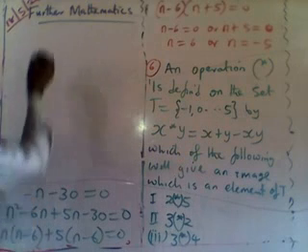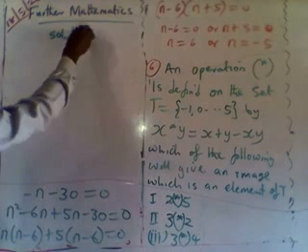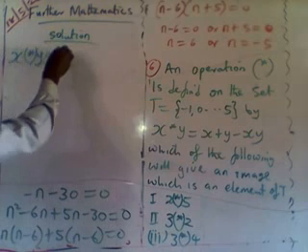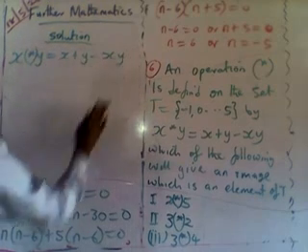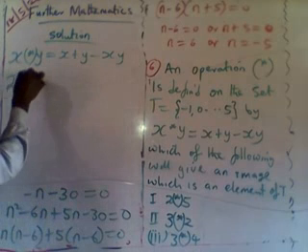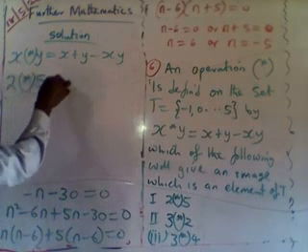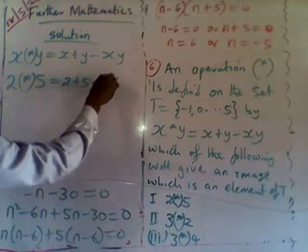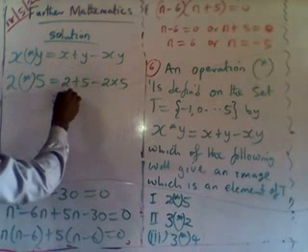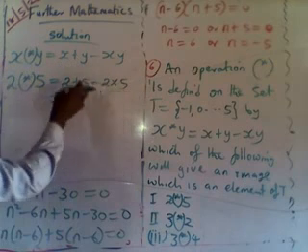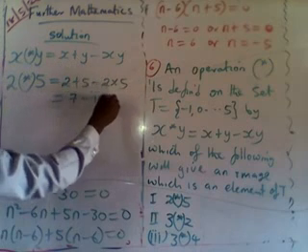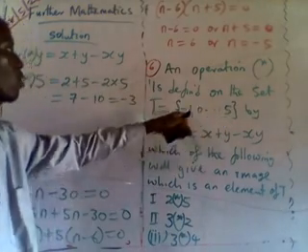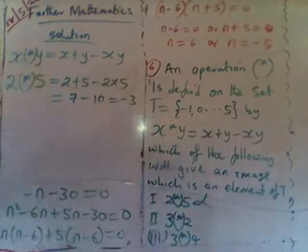Don't forget that we are told that x operation y is the same thing as x plus y minus xy. So now let's look at 2 operation 5, and that would be what? Your x is now 2, your y is now 5, and that is 2 plus 5 minus 2 times 5, and that is 7 minus 10, which is equal to minus 3. Minus 3 is not a member of this set because the set started with -1 and stops at 5. So this cannot be an image in that set.